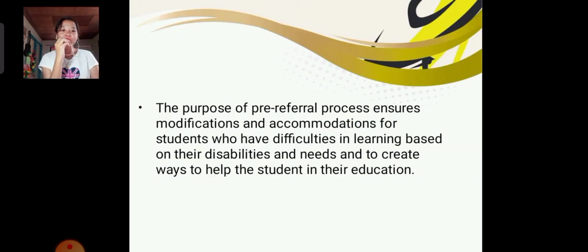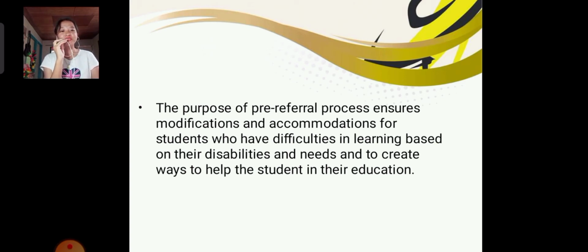The purpose of the pre-referral process is to ensure modifications and accommodations for students who have difficulties in learning based on their disabilities and needs, and to create ways to help the student in their education. So the main purpose of the pre-referral process is to accommodate those students who have difficulties in learning. And through the pre-referral process, students can overcome their difficulties in learning based on their disabilities and needs.